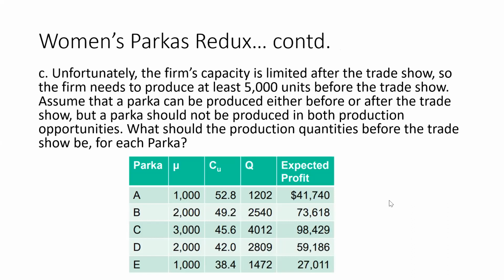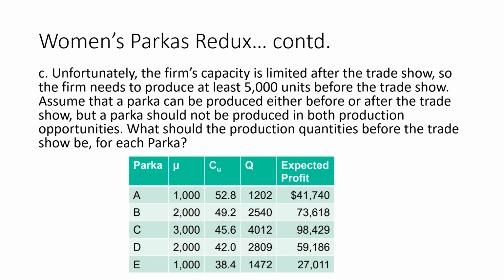Okay, unfortunately, the firm's capacity is limited after the trade show, so the firm needs to produce at least 5,000 units before the trade show. So it means the firm needs to produce around 5,000 units. Ignore the "at least", so 5,000 units. It's not the upper bound, it's around 5,000.